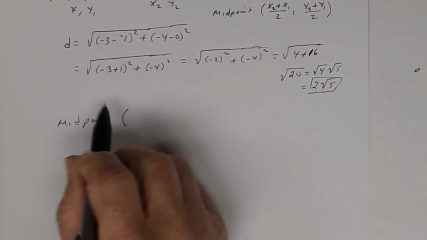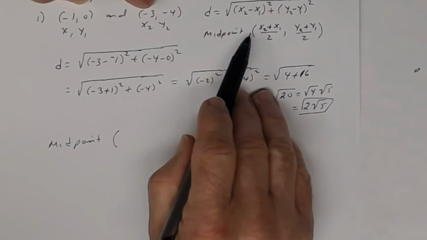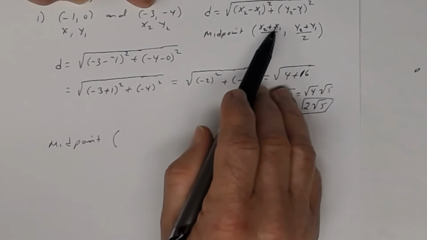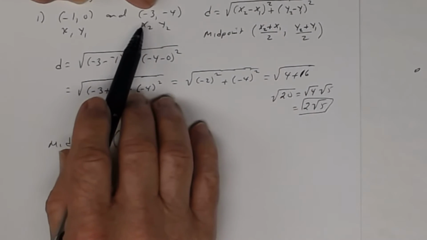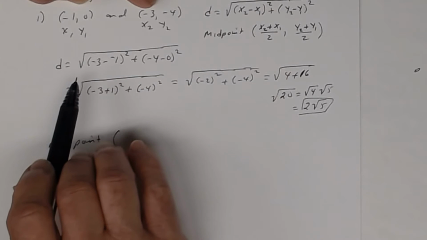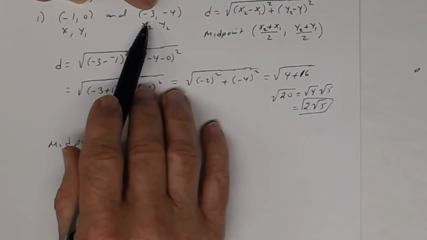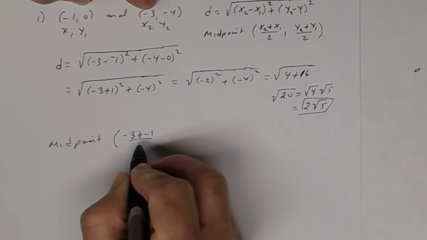So first of all, you would add the x coordinates together. The way I have it written is x2 plus x1, but you could say x1 plus x2 because addition is commutative. So it does not matter what order you add the x's. It does not matter in what order you add the y's. Okay? So negative 3 plus a negative 1, divided by 2.